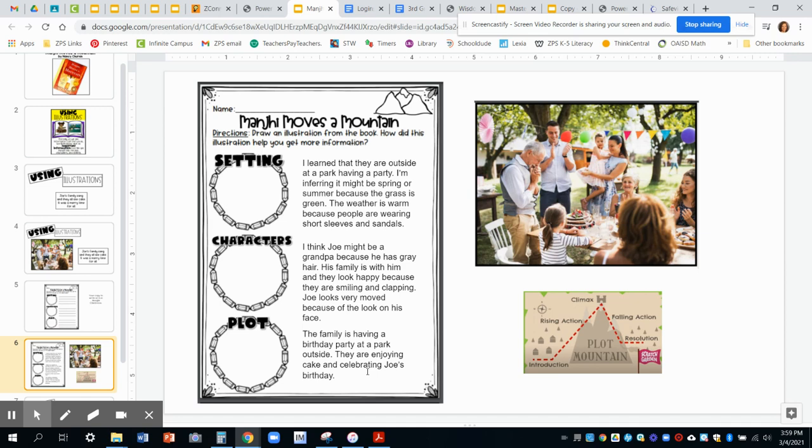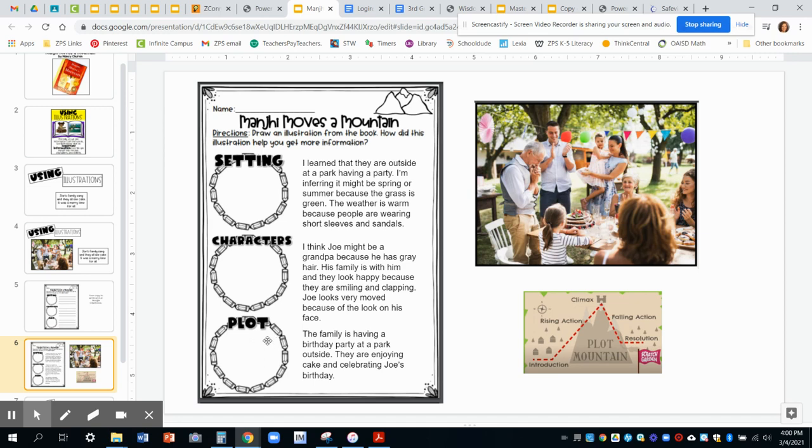Right? I didn't know it was a birthday party from just the sentences. I knew that they were eating cake, right? And they were having a merry time, but I didn't know it was a birthday until I saw the picture. So when you're working on your sheet from Manjhi Moves a Mountain, I'm going to give you a picture for the setting. I'm going to give you a picture for the characters from the story. You can draw your own picture from the book, right, as you describe the plot.